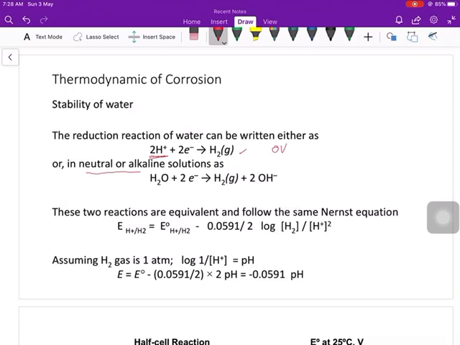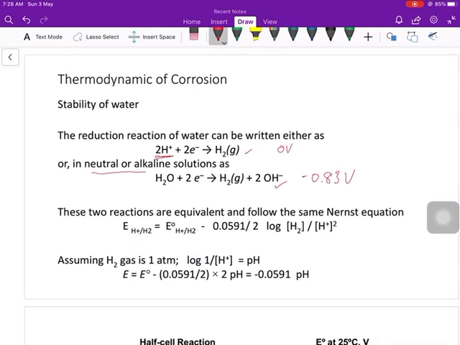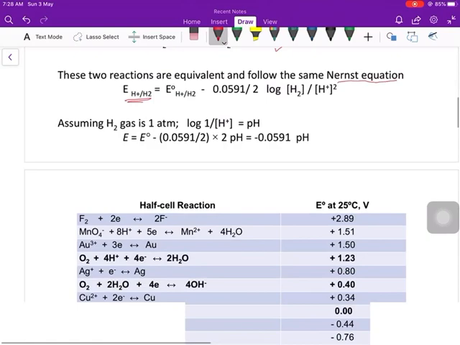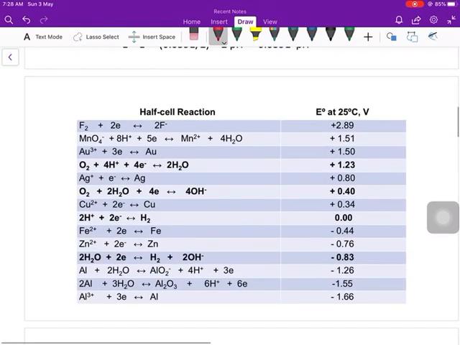And if the condition is neutral or alkaline without oxygen, this is the half-cell reaction to produce hydrogen. The value is negative 0.83 volt. The two reactions above will use the Nernst equation in order to find the E cell for each pH. This is the standard reduction potential.